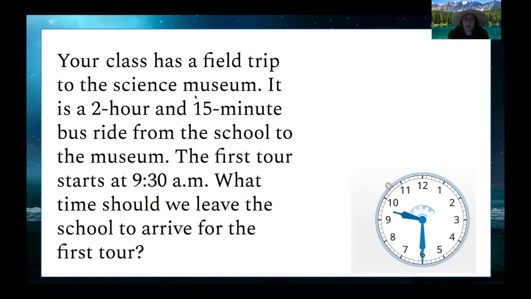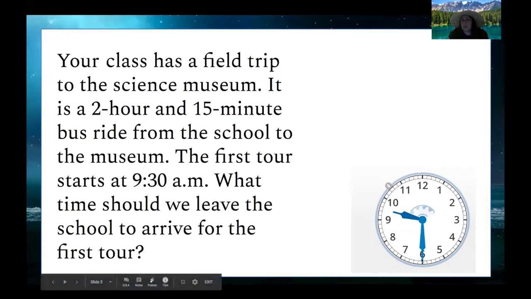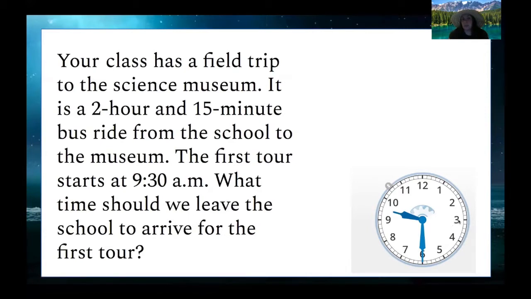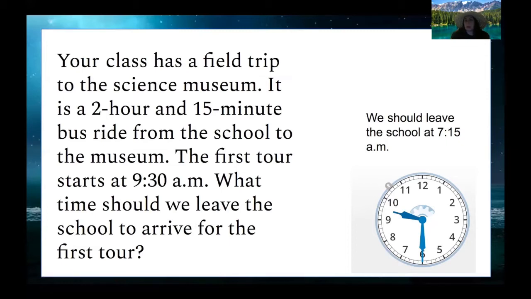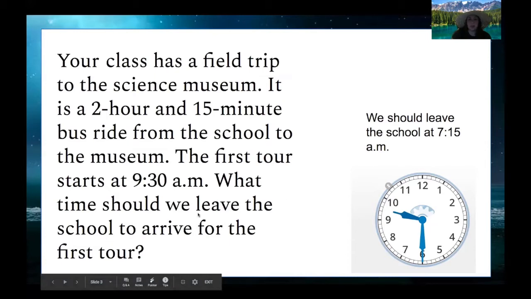All right, so for this one, I'm going to look at the minutes first. So for this one, 9:30, I might count backwards 15 minutes first. So 5, 10, 15 takes me to 9:15. All right, so then I'm going to attack the hours. So 9:15, 8:15, 7:15. There's my 2 hours. So my answer, we should leave the school at 7:15 a.m. And for me, when we have these problems where we have to count backwards, I think using the clocks is helpful. I like to use the clock to do those backwards ones where we have the end time and we're counting back in time.